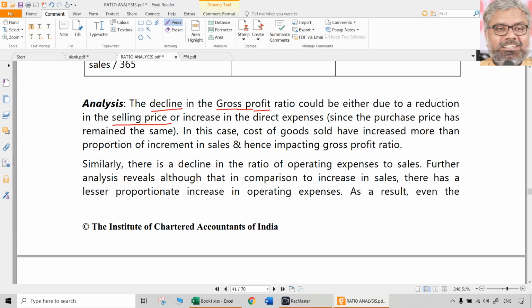Or because of an increase in the direct expenses, but definitely not the purchase price, because it was given in the first paragraph itself that the purchase price has remained constant. So direct expenses might have increased or selling prices would have reduced. For any of these reasons, there could be a decline in gross profit. That is one point related to gross profit.